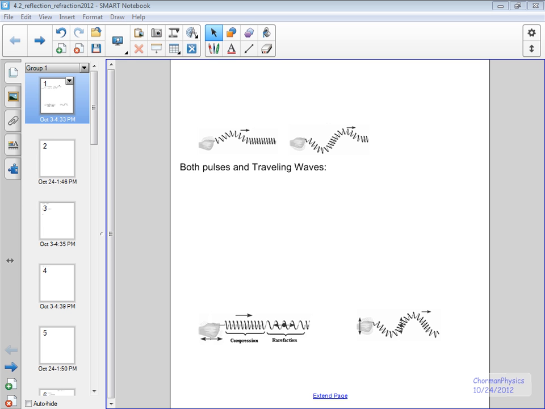So this traveling wave, this is what I get if I kept shaking it back and forth. If I kept shaking it back and forth and then there's that interference, we get that other wave, the standing wave. We're not going to talk about that quite yet, all right?